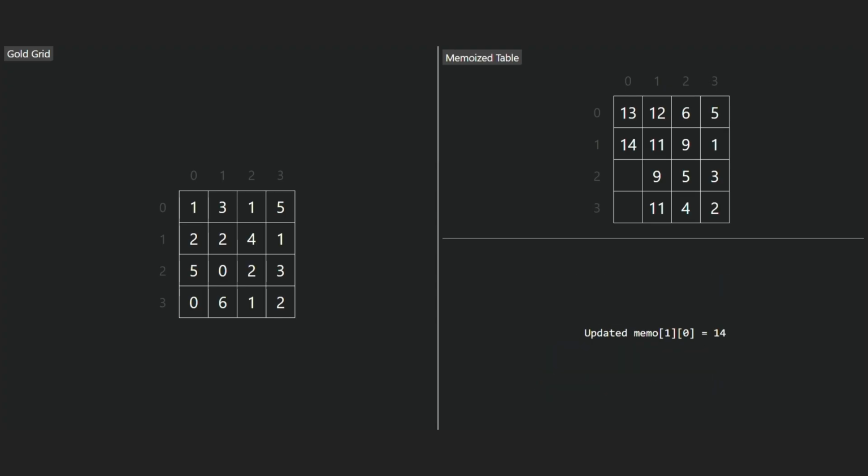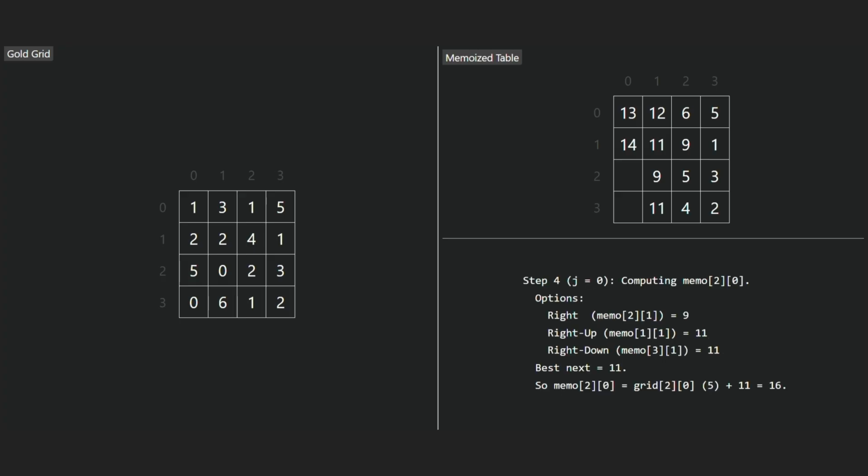Row 2 chooses the larger of memoized table at 2 cross 1 equals 9, memoized table at 1 cross 1 equals 11, and memoized table at 3 cross 1 equals 11. That's 11 plus grid at 2 cross 0, which is 5, equals 16.